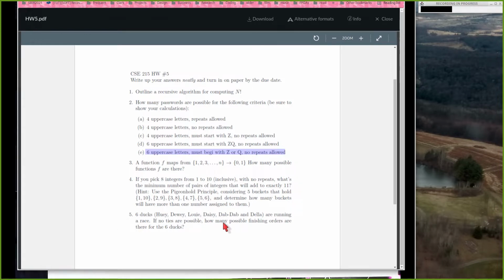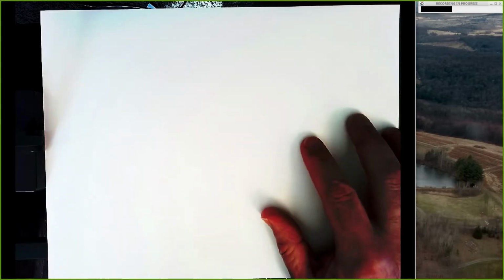All right, so duck race. So no ties are possible. How many finishing orders are there for 6 ducks? So what kind of problem is this? Isn't it just no repeats, permutations, or whatever?